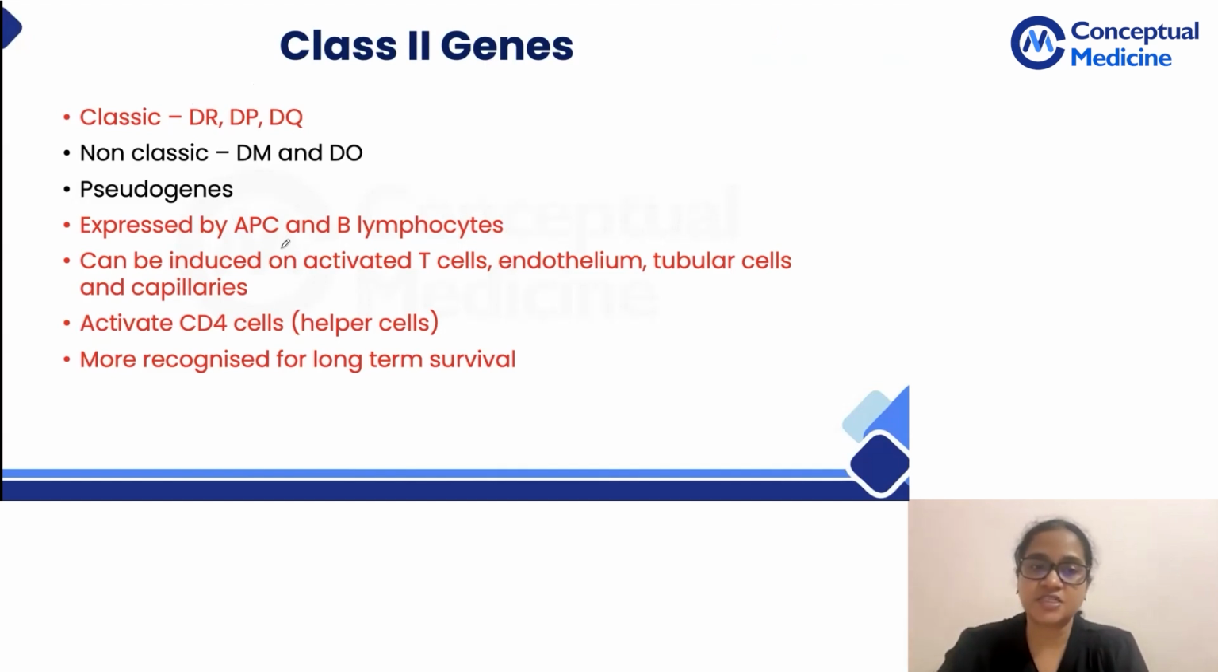Sometimes they can be induced on activated T cells. When the T cell is not activated, when it's quiescent, it does not act like an antigen presenting cell or an antigen receiving cell. Sometimes on an activated T cell or the endothelial cell, these also can express class 2 MHC genes. And this activates CD4 helper cells. Okay.